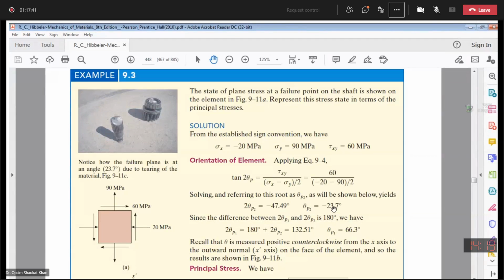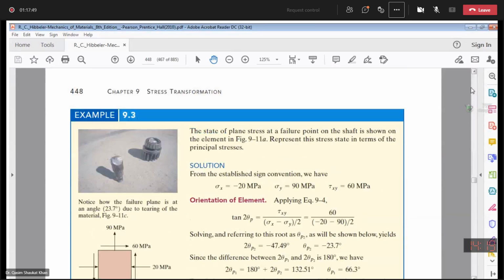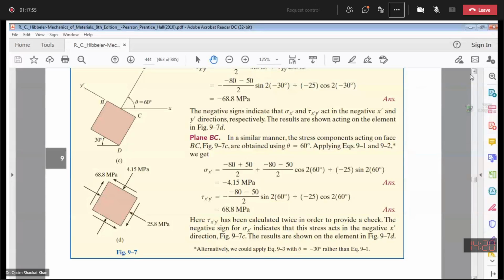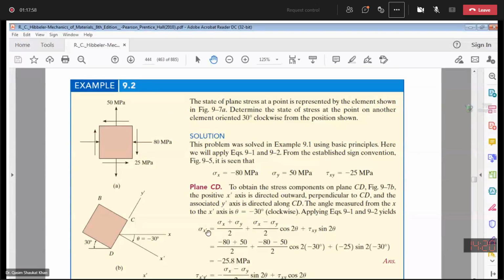Fine. Now, once we have the value of theta P1 and theta P2, please put these values in equation number 1, which we have derived. Sigma x dash is equal to sigma x plus sigma y over 2 plus sigma x minus sigma y over 2 cos 2 theta. Please put first the value of theta P1 and let me know the answer. Then put the value of theta P2 and again find the answer.